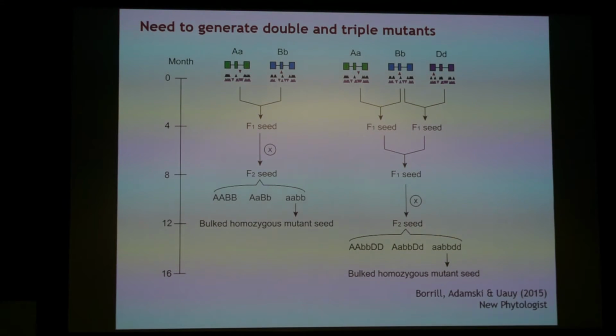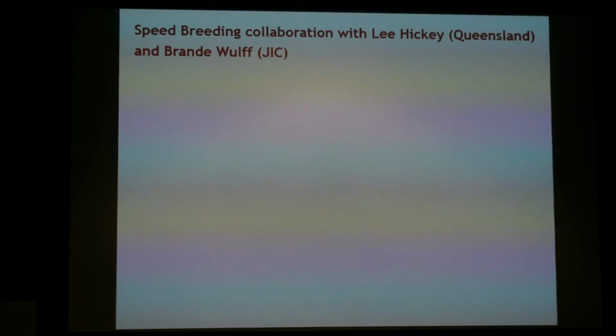Okay? So these timelines, you guys probably say, well, that's still a long time. So one of the things is that we started working with Lee Hickey at Queensland and with Brande Wolf at GI on accelerated growth conditions. Lee started working on extending day lengths to see if we could make plants grow faster. And we know we can, but the question was that usually these plants were quite weak. But we started testing different parameters with Lee and with Brande, and we now have pretty good established protocols that work in different places, not just in one chamber in Queensland, but in several chambers in the glasshouse at GI.